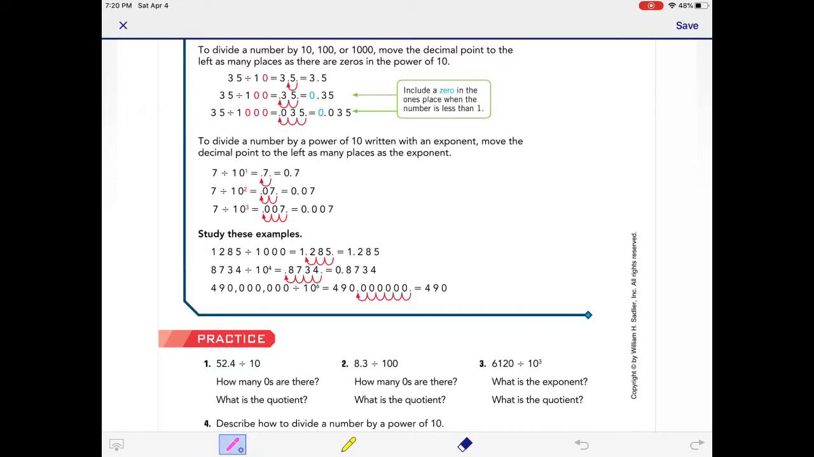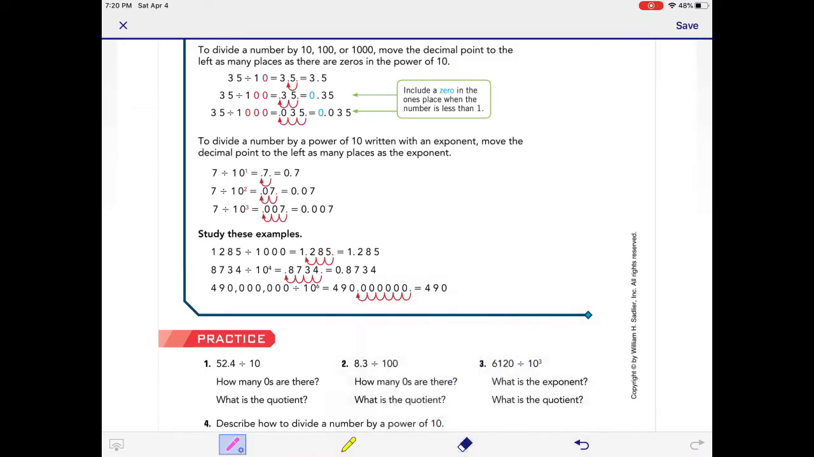If you remember way back to the beginning of chapter 12, when we started multiplying decimals, our very first lesson was called multiplying by powers of 10. I'm going to go back to that for a second because our lesson today is going to be very similar. You remember a power of 10 is something like 10, 100, 1,000, 10,000. These are all powers of 10.